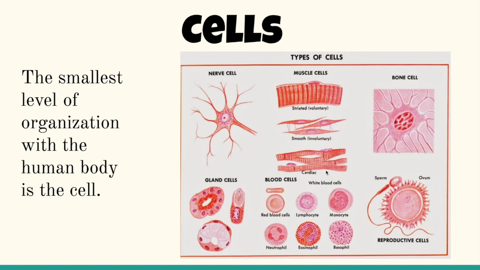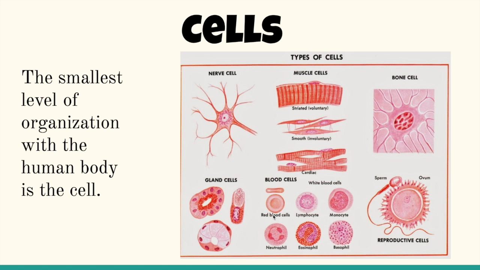And then we have cardiac muscle, which is specifically muscle that your heart is made out of. And it's cardiac muscle because our heart is part of that material. Your bones are all made out of a material or cells called bone cells. Gland cells, these are certain glands in your body that produce chemicals.